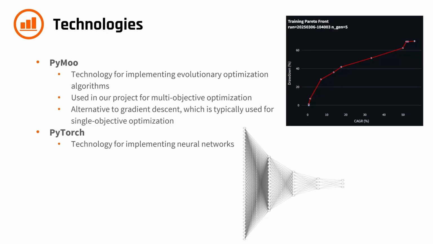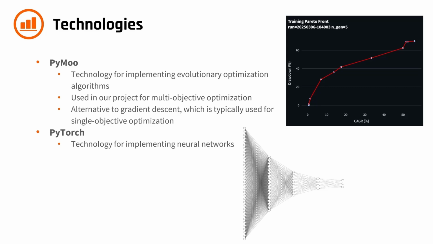My work revolved primarily around PyMove, a library for implementing evolutionary algorithms. Our implementation utilized its multi-objective optimization methods. As you can see from the screenshot, the library assisted in optimizing average drawdown and compounded annual gross return percentage, depicting the range of solutions along the Pareto front.